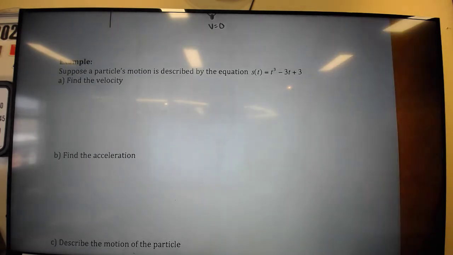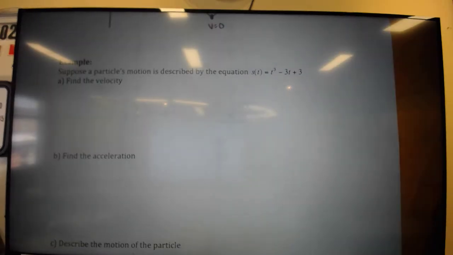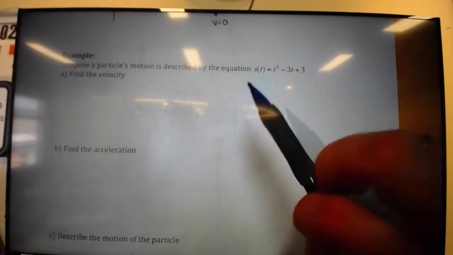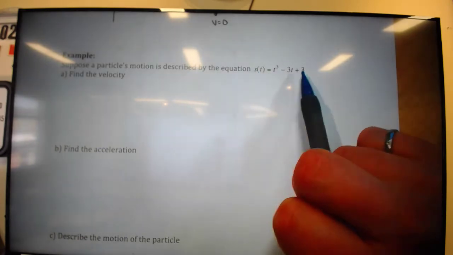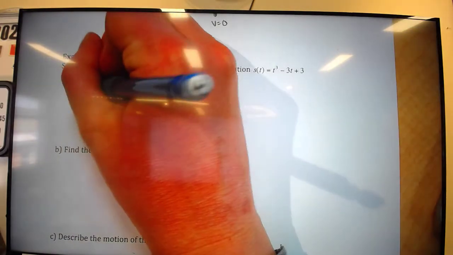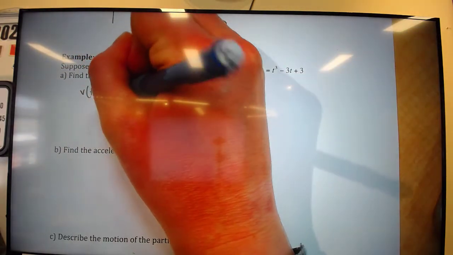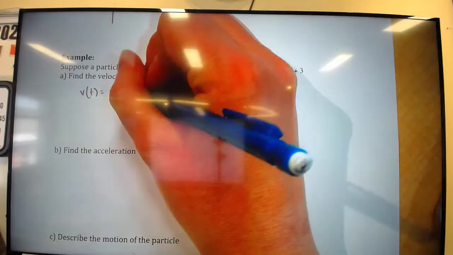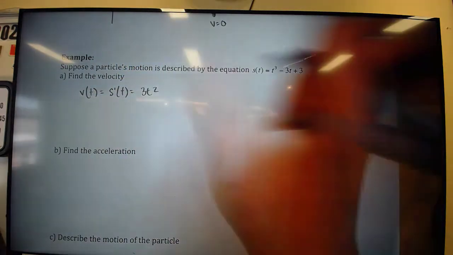So suppose a particle's motion is described by the equation. We've got s at t is equal to t cubed minus 3t plus 3. We're going to find the velocity, so remember that that just is the derivative, so we can call it v at t. We know that that's s prime at t, so it's going to be 3t squared minus 3.